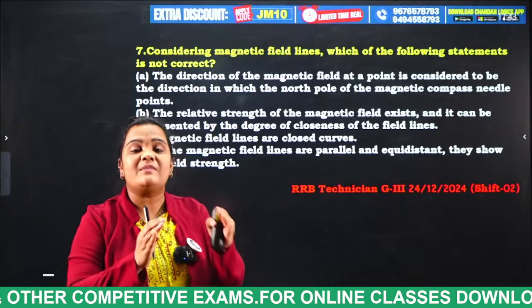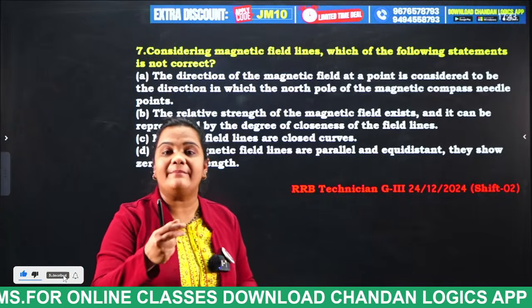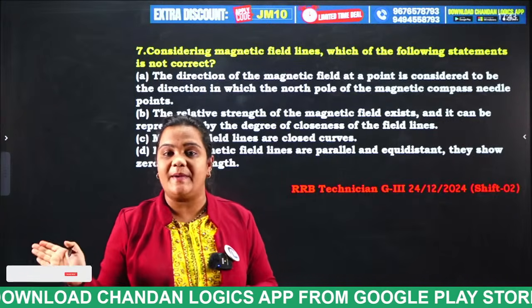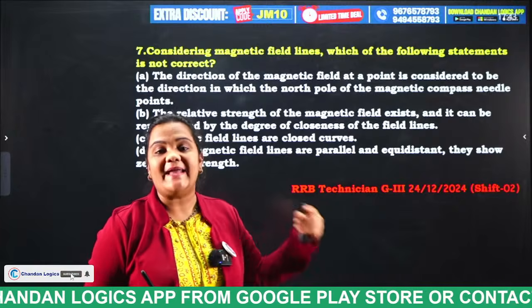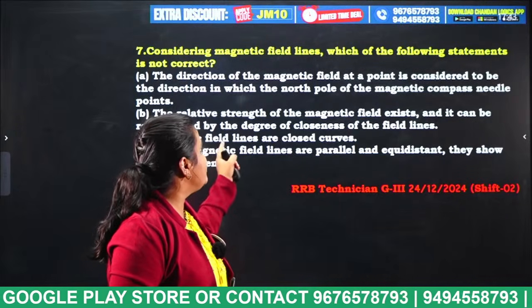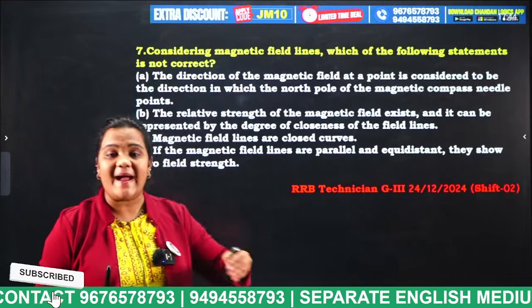Why? Because this magnetic compass will point towards the north. Whenever we use the magnetic compass, it will always point towards the north point. In that way, we can know the direction of anything. Okay, and the second statement is what? The relative strength of the magnetic field. So how to identify the magnetic strength, students?